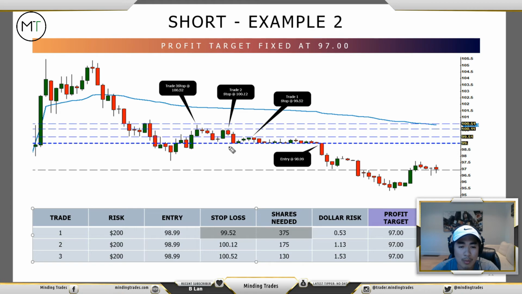If you want to be a bit more flexible, we have this option at the second pivot where the entry is still at 98.99, but the stop is at 112. We'll need 175 shares with a dollar risk of 113, and for that the target is 1.7 to 1 reward to risk. This might be more suitable if your account size is kind of lacking because you require a smaller share size, therefore less overall capital to trade.